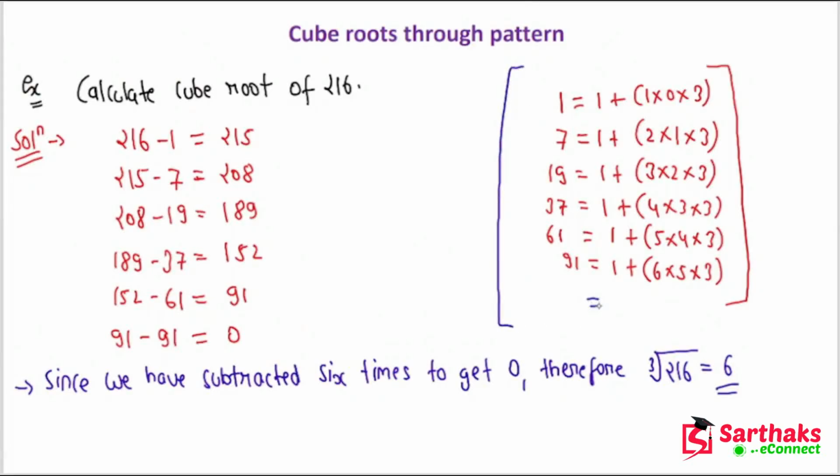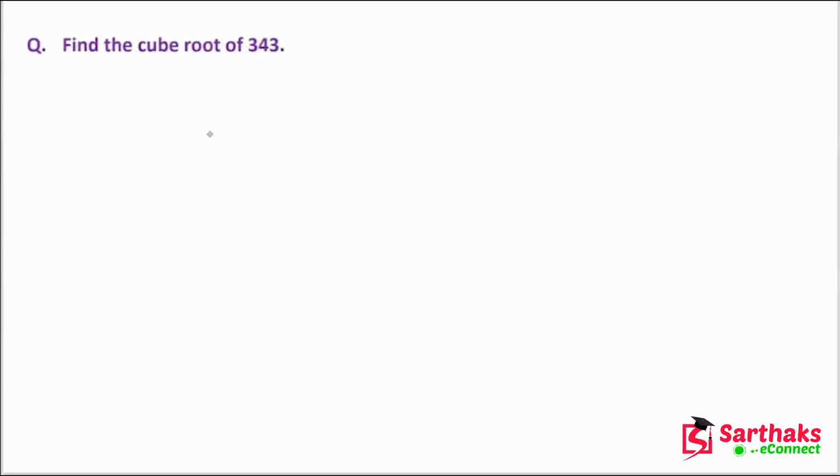So the next pattern would be what? 1 plus 7 into 6 into 3. Okay, so 7 into 6, 42. 42 into 3 would be 126 plus 1, so it would be 127. So you can see we have the 7 members. Now we'll subtract them in the next question. Okay, so let us find the cube root using the pattern.